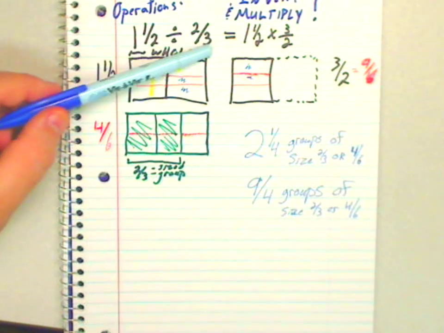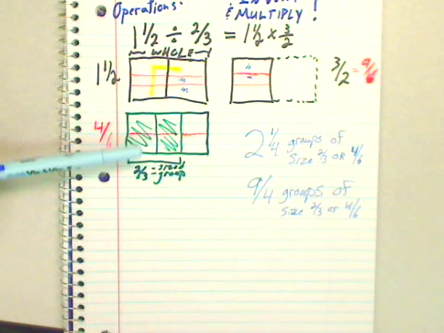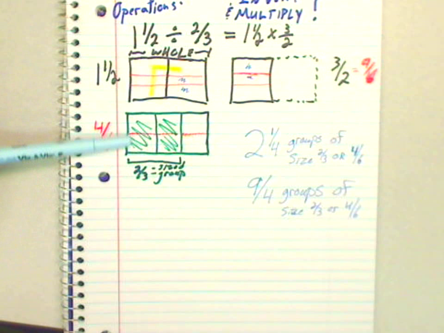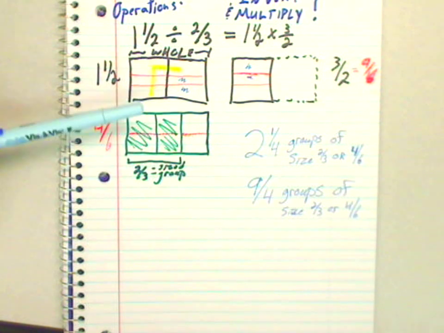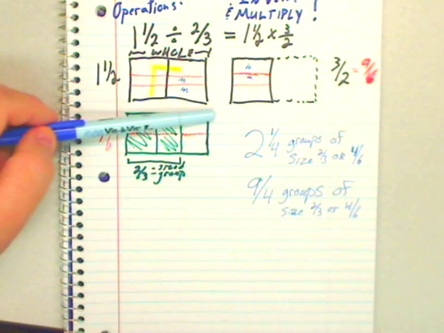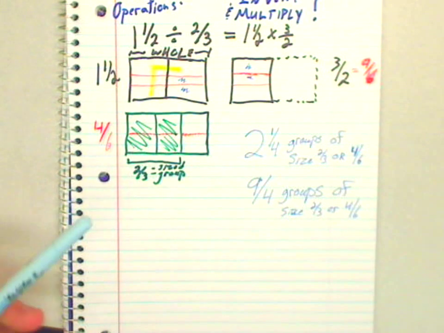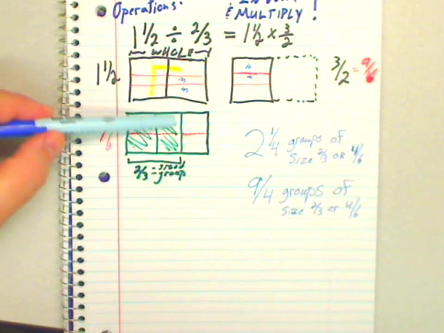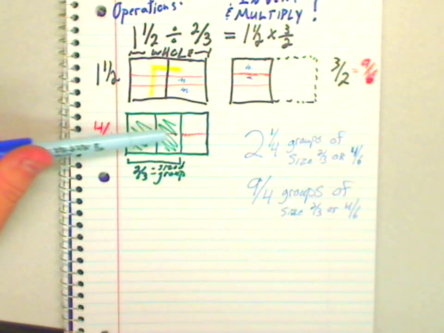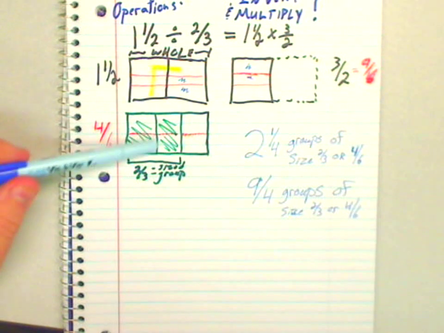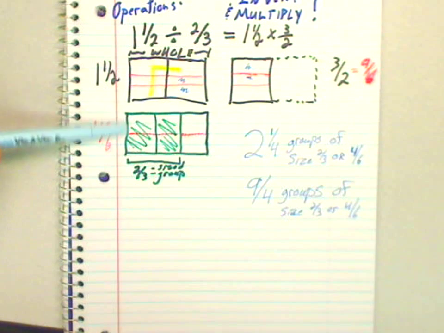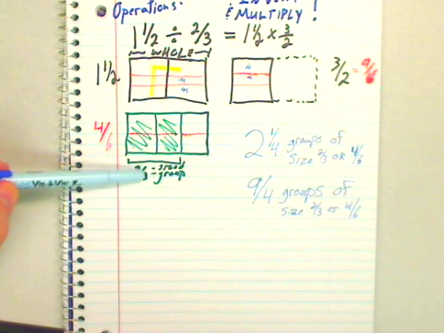Originally our job was to make groups of this size, 2/3. Look down here. We can see that right there is one group. If we had a whole, how many groups would that be? How many groups does this whole make up? Well, it took two of these 1/3 size pieces to make one group. So each one of these would be half a group. So there's half a group, another half a group, and that makes one full group of size 2/3.